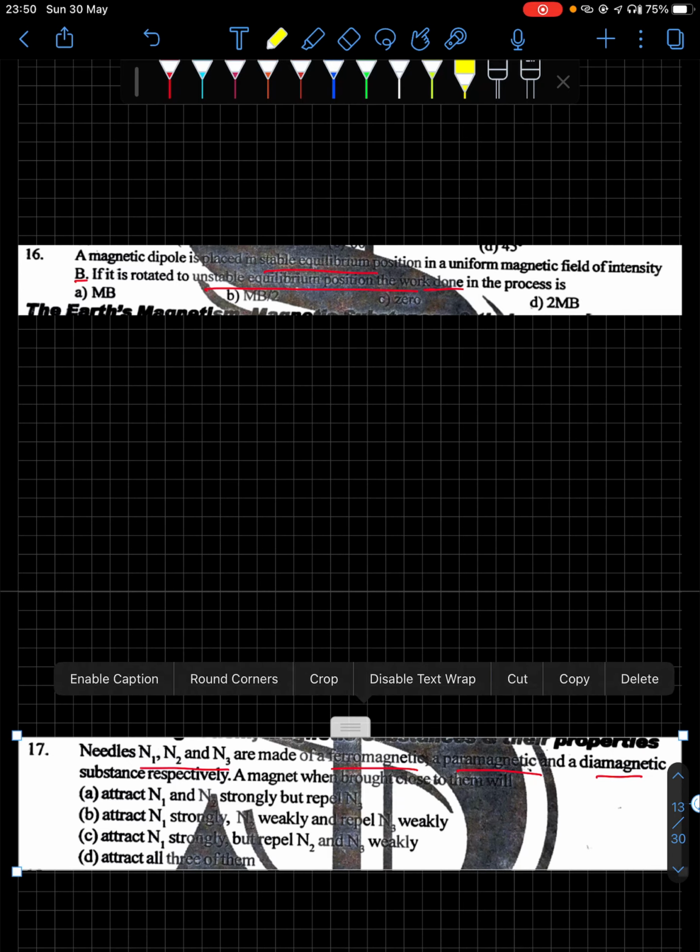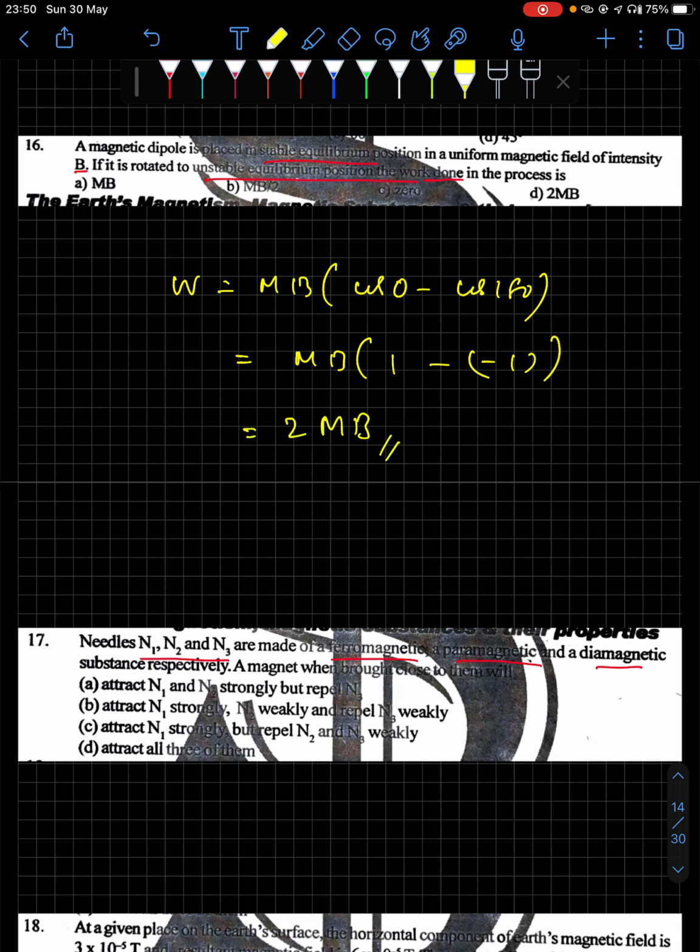Okay, this is in a stable equilibrium position in a uniform magnetic field of intensity B. Now, if it is rotated to the unstable equilibrium position, what is the work done? Theta 1 is 0 and theta 2 is 180. So what is the work done in the process? W equal to mB (cos 0 minus cos 180). Cos 0 is 1 and cos 180 is minus 1, so this is 2 times mB. Answer: that is option number D.